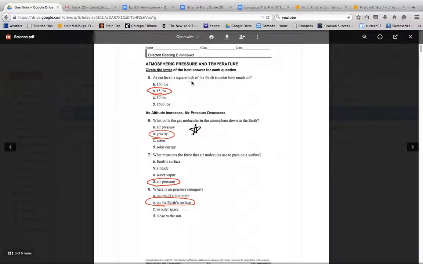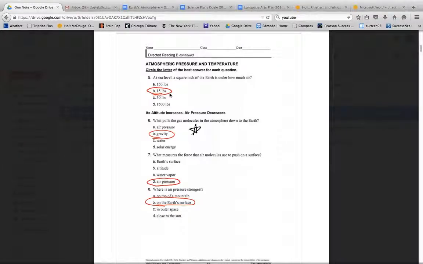Five, at sea level, a square inch of the Earth is under how much air? 15 pounds of air. So as we're standing here in Carroll Stream, there's 15 pounds of air above us. It doesn't feel like we're carrying around 15 pounds of air because that air is pushing us in different directions. It's not just pushing down on us. And also we're kind of used to it.